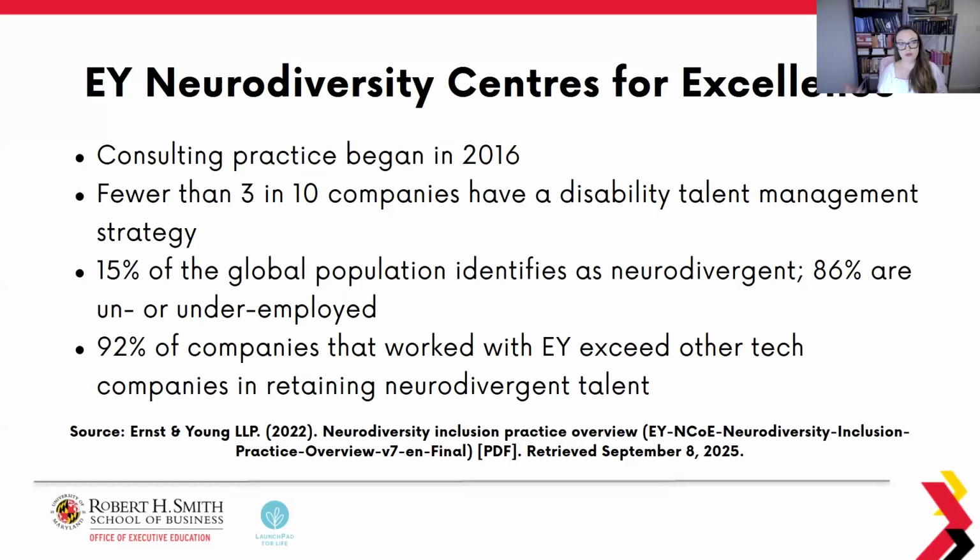Some of their findings were that fewer than 3 in 10 companies have a disability talent management strategy. Maybe it's something informal, but it's certainly not a written practice. And as we're talking about, having things written down is often very helpful for creating a workplace that works for everyone. 15% of the global population, according to their data, identify as neurodivergent. And we've seen the statistics that a lot of those folks are unemployed or underemployed. I think some of those perceptions are changing as we change diagnostic criteria. But we could tap into this workforce, which has a lot of the skills that are valuable in today's workplace. And 92% of the companies that have worked with EY in this consulting practice have done a better job than other tech companies in particular in retaining their neurodivergent talent.